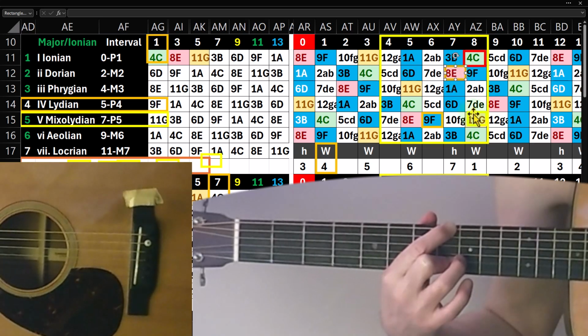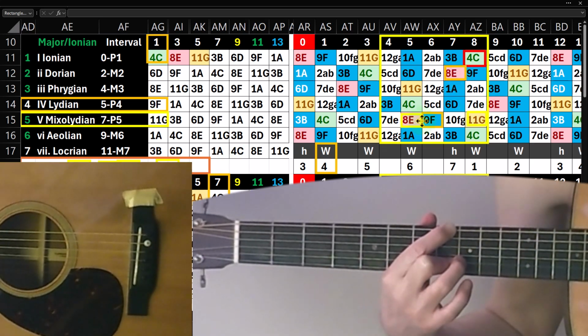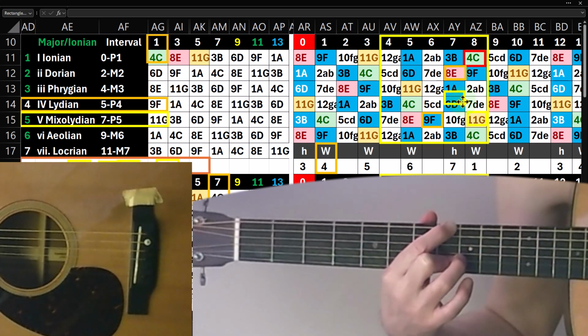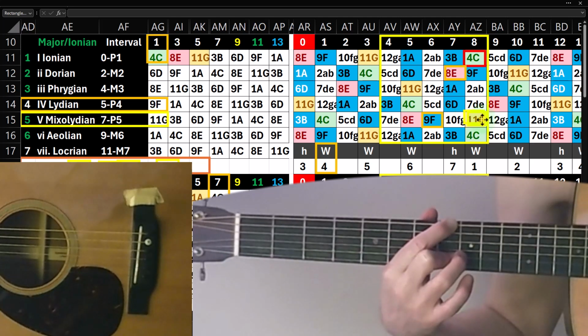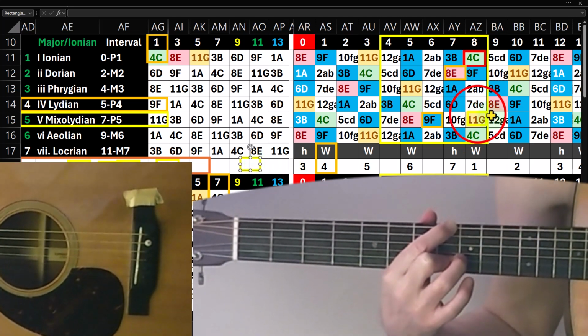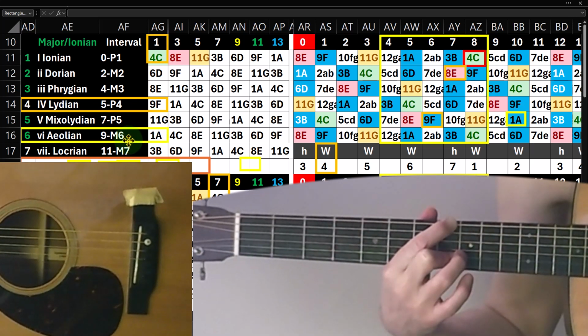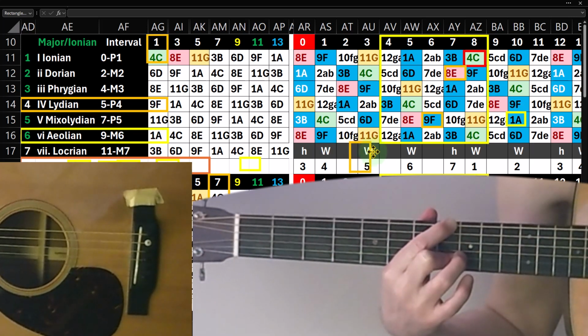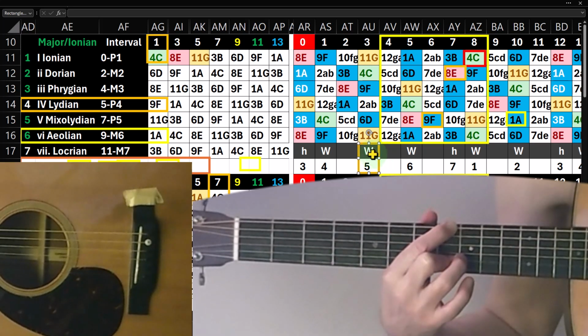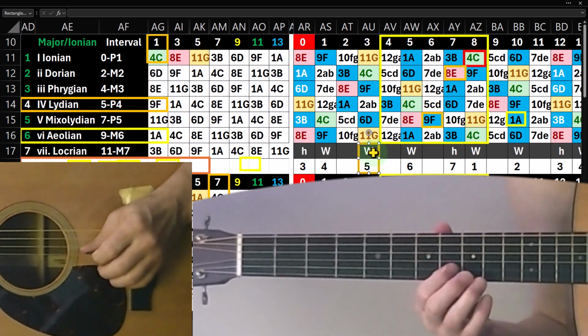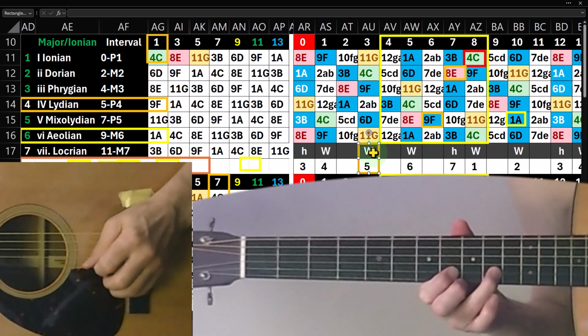If I'm going from here to here, it would be 5, 10, and then 15 moving this way. 15 minus 12 is 3. Okay, so then let's go from that G to the A. From the G to the A is going to be going from the 5th to the 6th. So now I'm going from the 5th to the 6th. So a whole step. 5th to the 6th is a whole step.